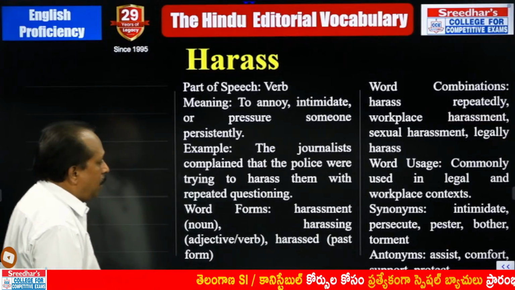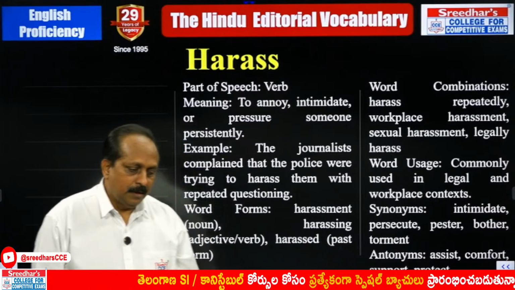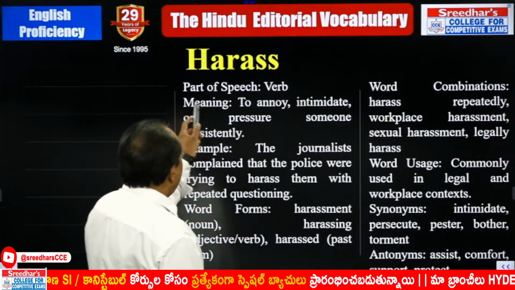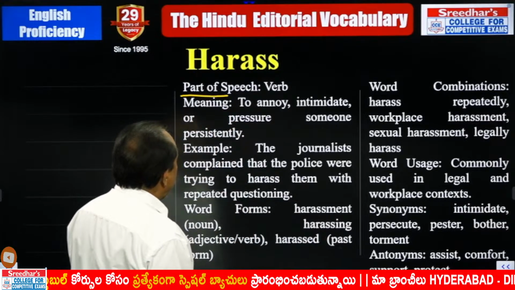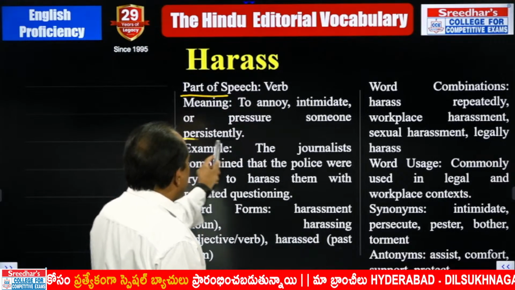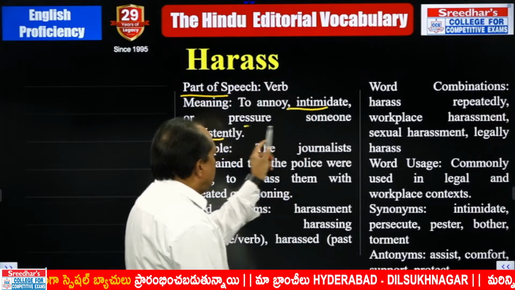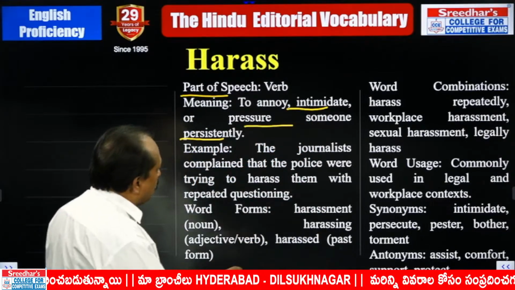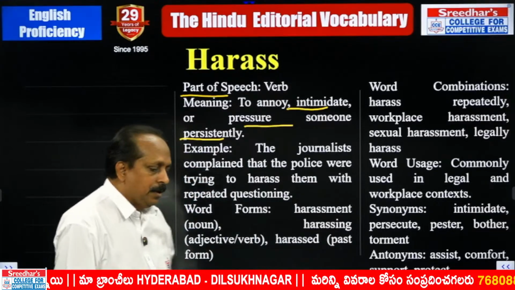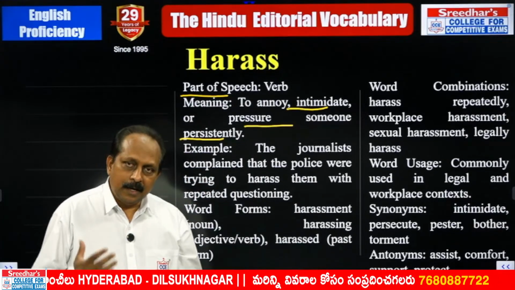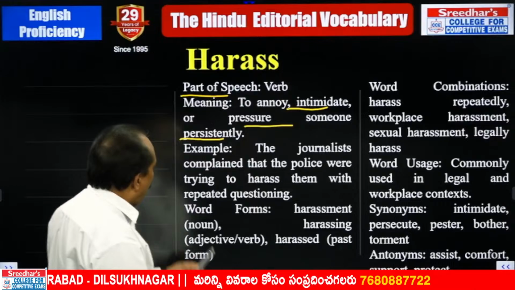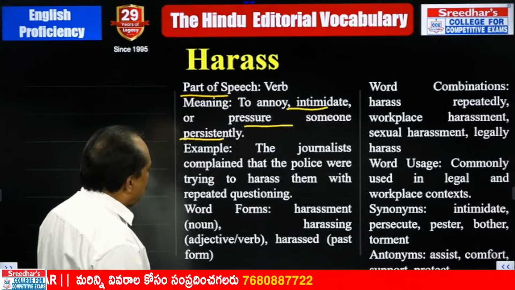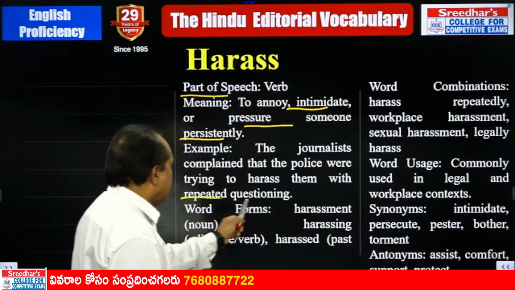The next one is harass. Harass, harassment. Harass means what? Part of speech verb, obviously, a regular verb. To annoy, intimidate, or pressure someone persistently. More than annoy, we use words like intimidate, frighten. We also use put a lot of pressure on someone persistently. What does persistently mean? Continuously. And what is the example here? The journalist complained that the police were trying to harass them with repeated questioning.